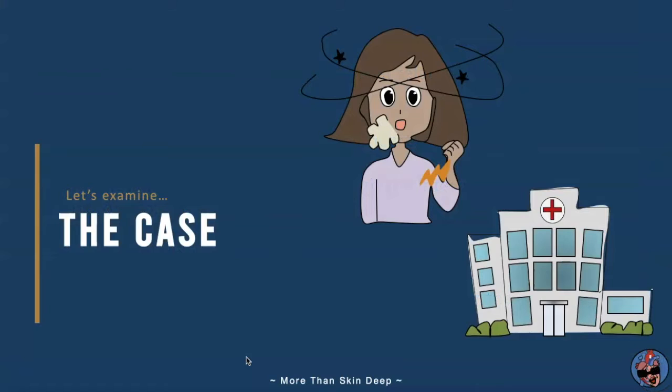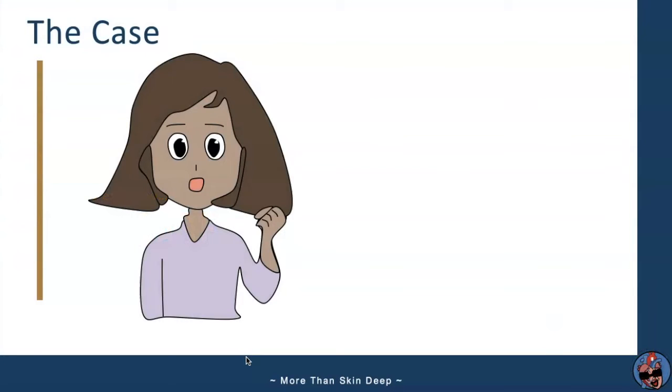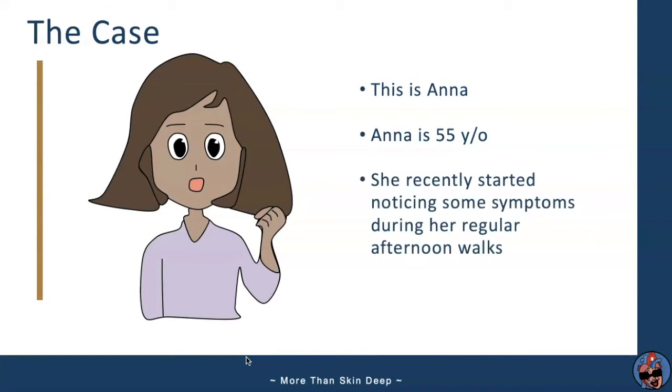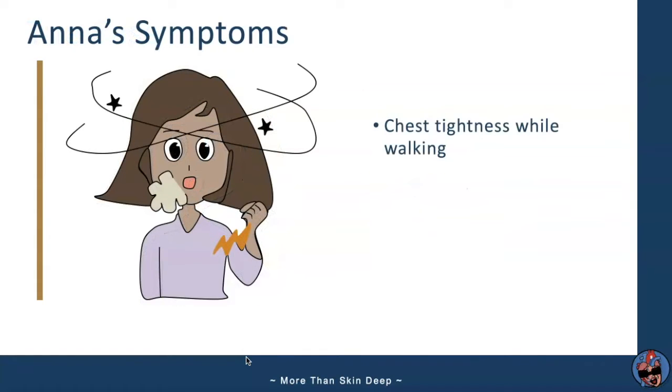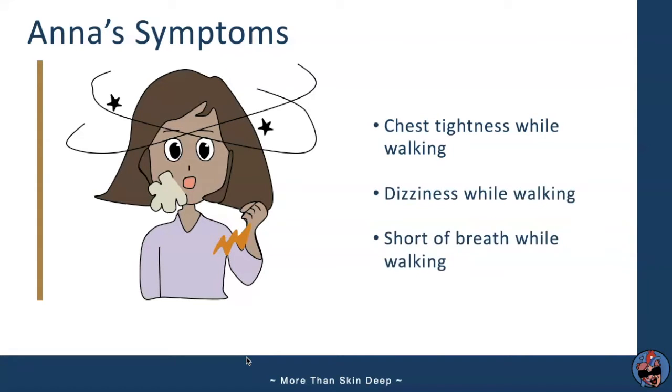Now let's examine the case. This is Anna. Anna is a 55-year-old woman, and she has recently started noticing some symptoms during her regular afternoon walks. Anna's symptoms include chest tightness while walking, dizziness while walking, and shortness of breath while walking.